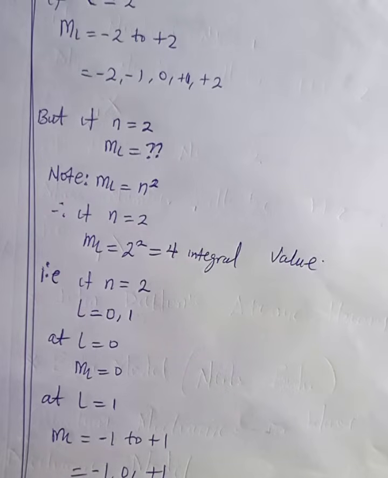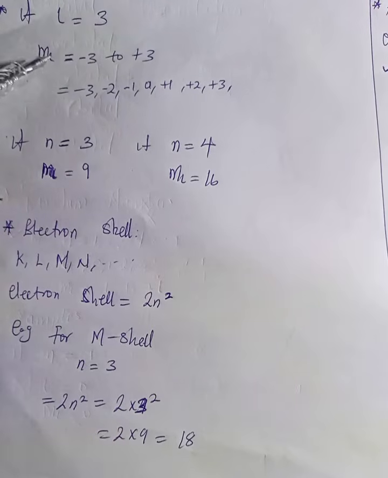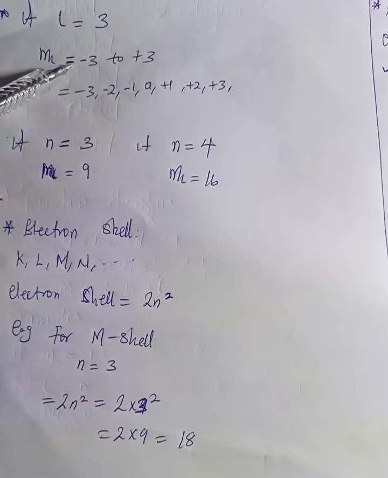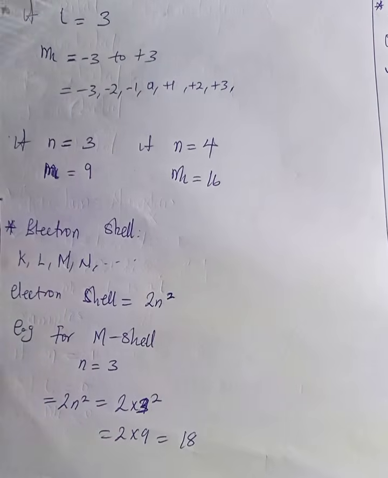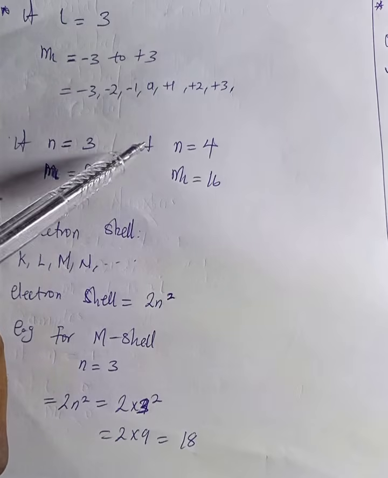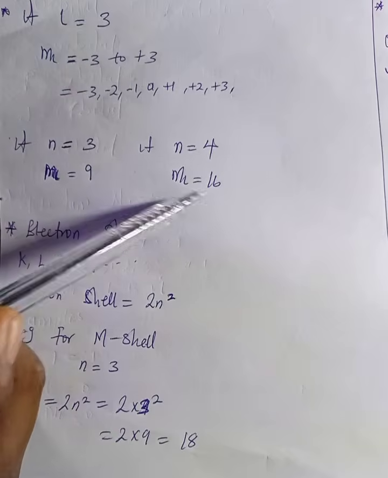Let's look at more questions on this. Now, if our L is equal to 3, what will be our ML? You can even do that now. Our ML will read from minus L to plus L, that is from minus 3 to plus 3. So I'm going to have these integral values for ML. If our N is equal to 3, or if N is equal to 4, what will be the value of ML?